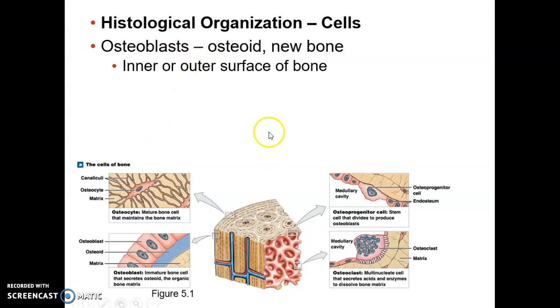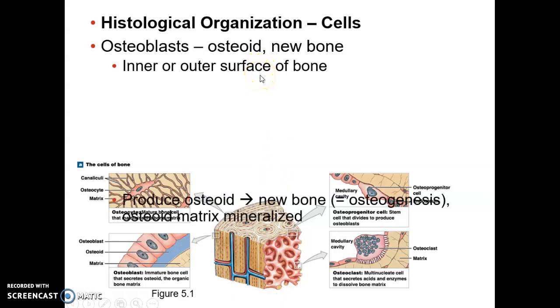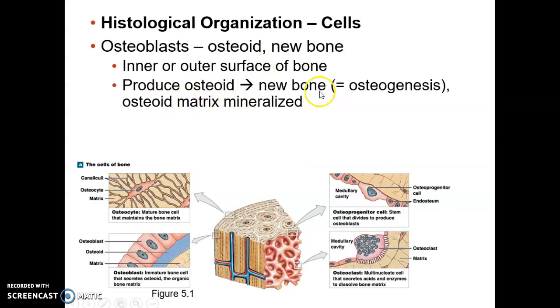And they are abundant in the inner and outer surface of bone, because that's where they will build new bone as needed for growth of the individual and for bone repair, like due to a bone fracture. They produce this matrix. It becomes new bone. That process is called osteogenesis, and that's the calcification of the matrix or mineralization of the matrix with those calcium salts to make it a solid bone material.